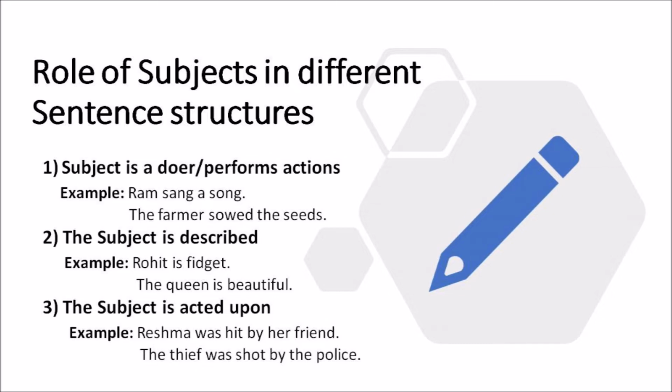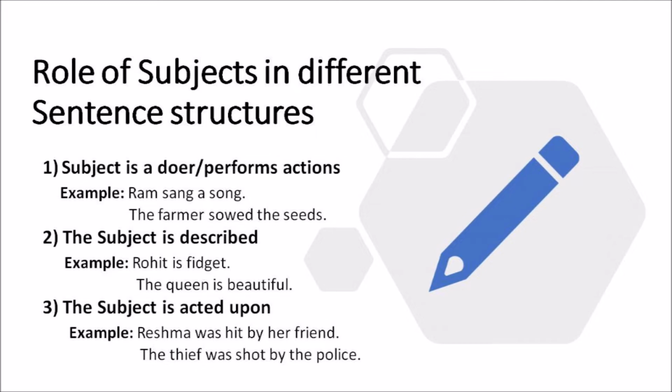Now look at the second one. The subject is described. Rohit is fidget. The queen is beautiful. In these two sentences, the subjects Rohit and the queen are being described. We are telling more about them. So we can say that the subject is also described in a sentence, so it is a descriptive subject.